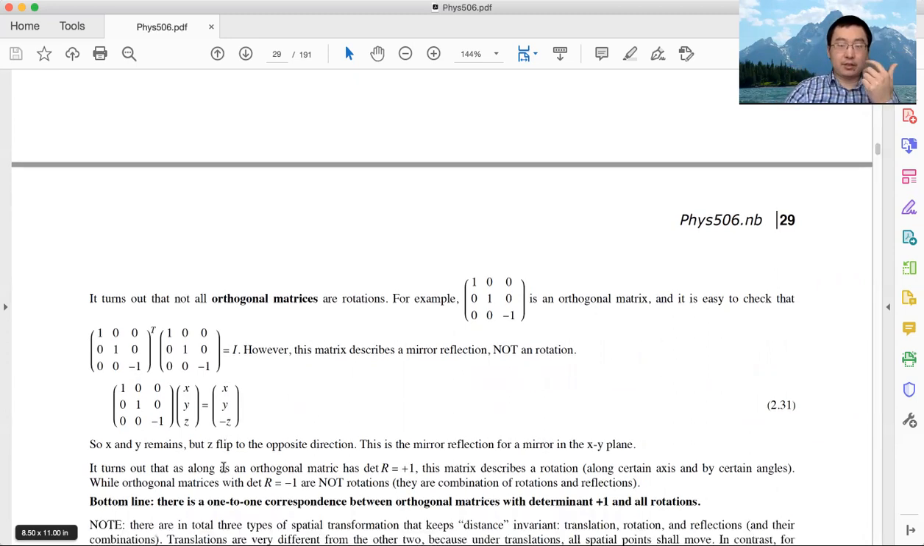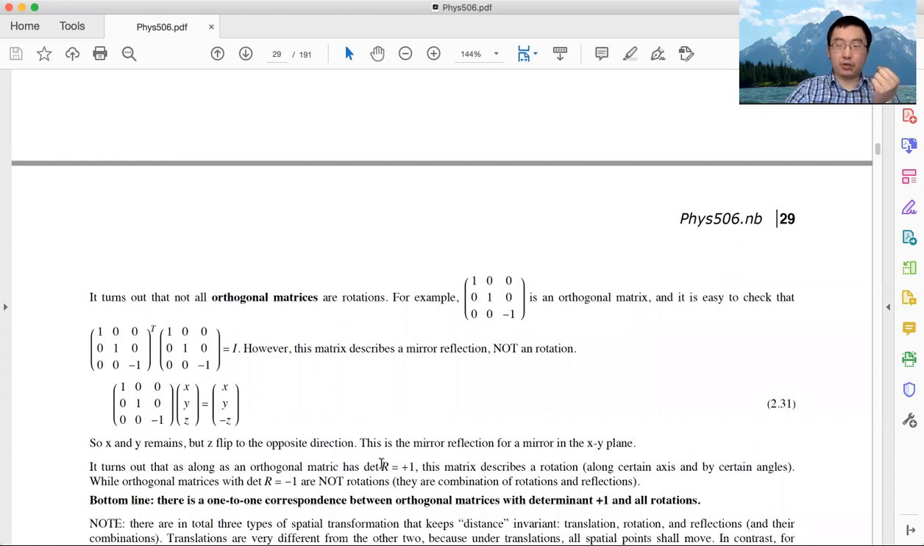It turns out we can classify orthogonal matrices into two groups depending on the determinant. If there is an orthogonal matrix R and the determinant is +1, then this is a rotation. But if the determinant is -1, then it's not a rotation. Determinant -1 matrices correspond to a rotation followed by a spatial inversion, or a mirror. And the mirror or spatial inversion transformation changes the determinant from +1 to -1.